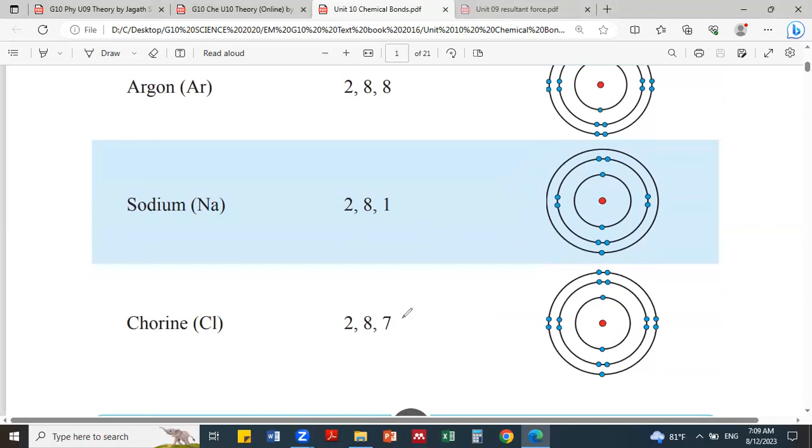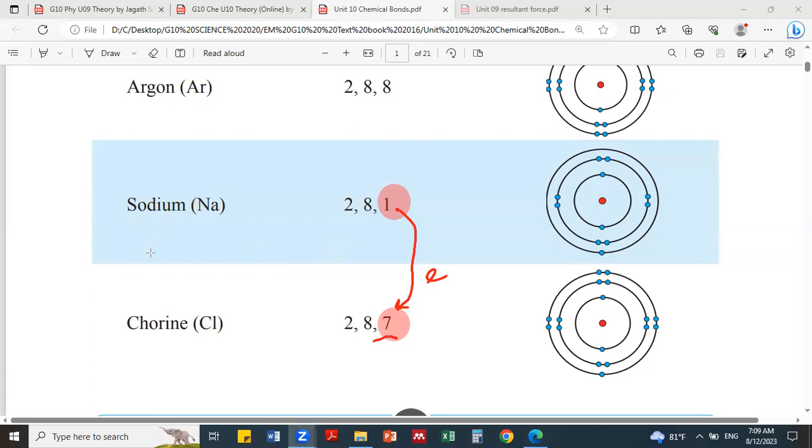Chlorine has 7, but it can keep up to 8, so it needs 1 electron. So these two are nicely matching here. To make it 8, chlorine needs 1 electron. So the outermost electron of sodium can be transferred to chlorine. Then a relationship starts between these two, sodium and chlorine.